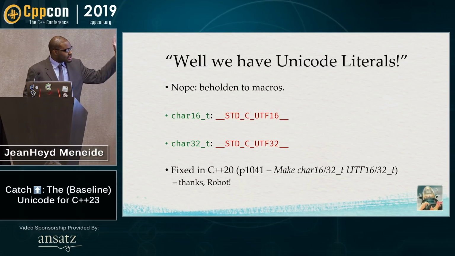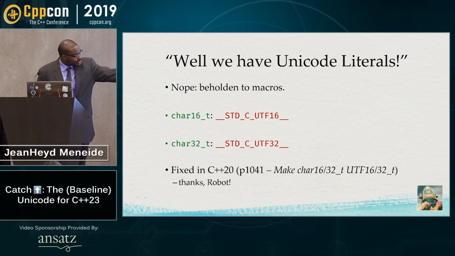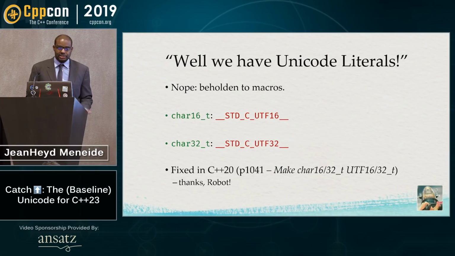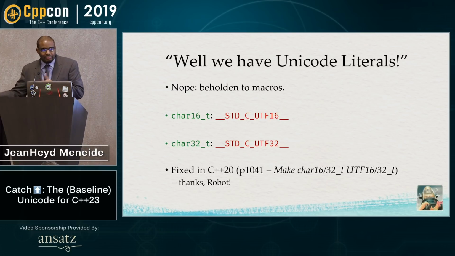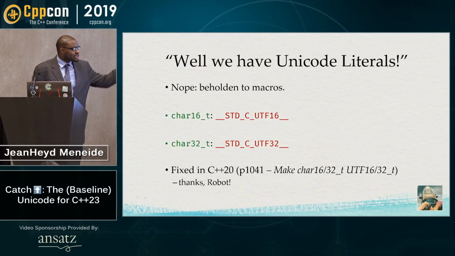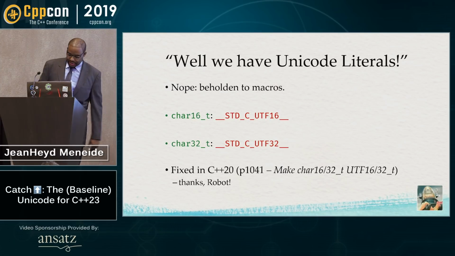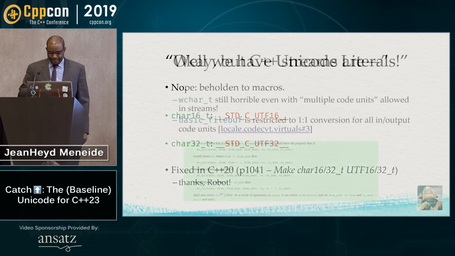So what happened is that Corentin Jabot, he submitted a paper, P1041, that basically said, listen, let's just be explicit in the standard. Let's not have this waffle wording. Let's not try to describe surrogate pairs without talking about real surrogate pairs that come from UTF-16 or any of that, right? Let's just make them UTF-16 and UTF-32. And so we did that. And so thanks, because that really helps, right?